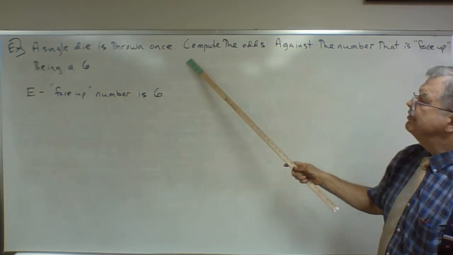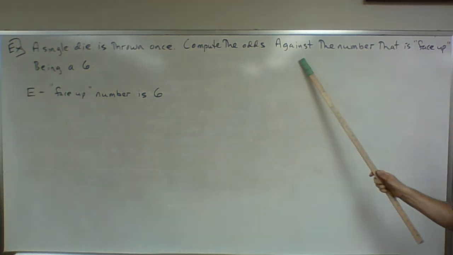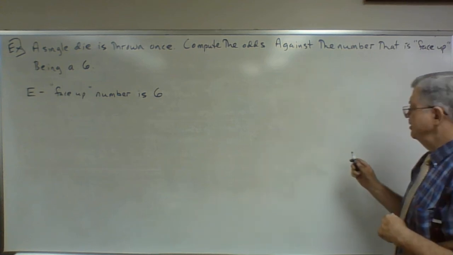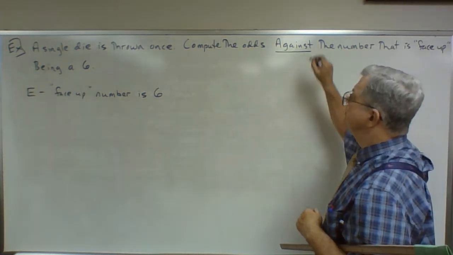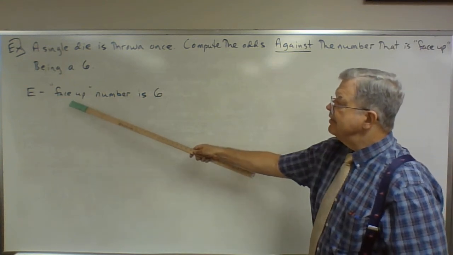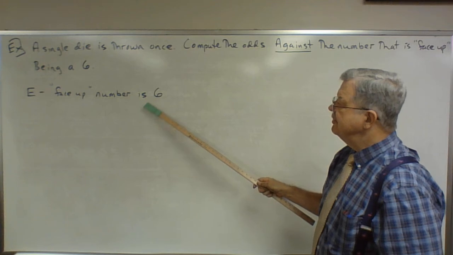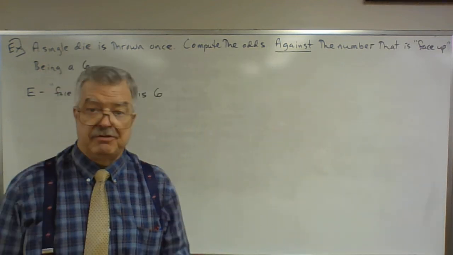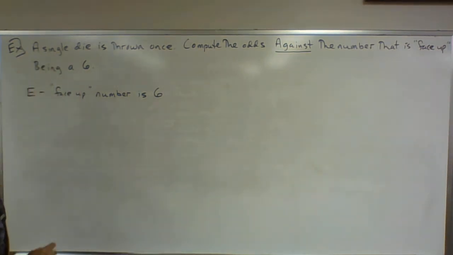A single die is thrown once. Compute the odds against the number that is face up being a 6. So the event here is that the face up number is a 6. And we want the odds against the event E occurring.